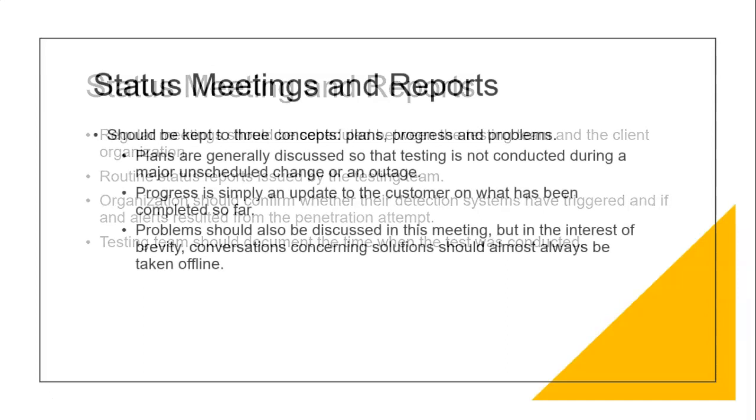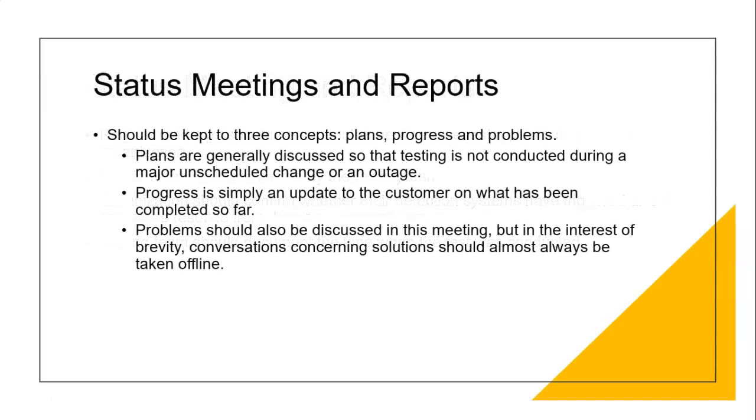These meetings should be kept to three concepts: plans, progress, and problems. Plans are generally discussed so that the testing is not conducted during a major unscheduled change or an outage. Progress is simply an update to the customer on what has been completed so far. Problems should be discussed in the meetings, such as shunning.